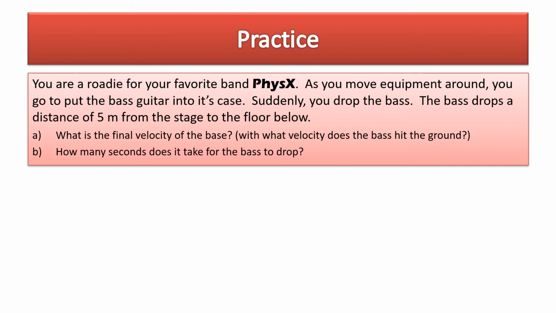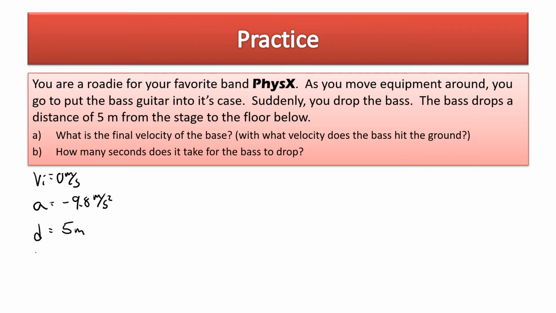The bass drops a distance of 5 meters from the stage to the floor below. What is the final velocity and how many seconds does it take for the bass to drop? So again, you're dropping things. I could underline, it says it a lot. That tells you the initial velocity is 0 meters per second. And we're assuming that you're on planet Earth, so it's negative 9.8 meters per second squared. That's the acceleration. And they're telling you now the displacement is 5 meters.